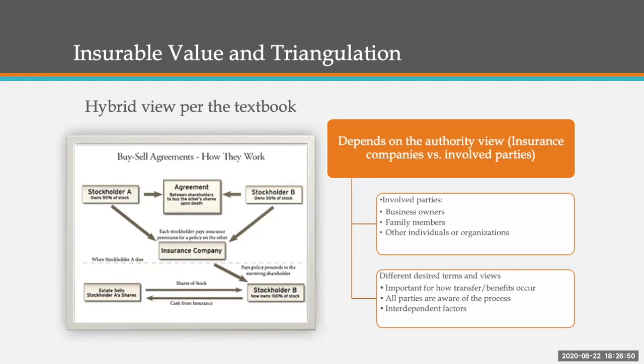And that was my last bullet point there, different desired terms and views. It's important to know how these transfers occur and benefits are happening and that all parties are aware of how things are working so that you're just not caught in the dark when a certain triggering event occurs, especially if it's not the one that you intended to happen, like naturally selling your business through an easy process. We know everything doesn't work out as you plan, but if you plan for a certain amount of events, then you can kind of handle it and bounce back if it's not ideal. I think that's it.